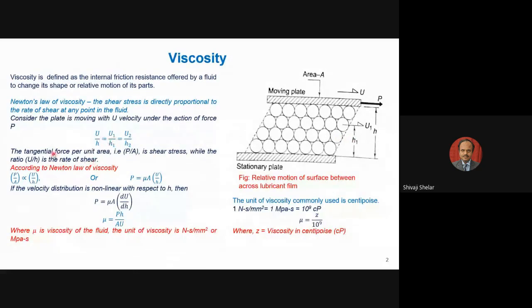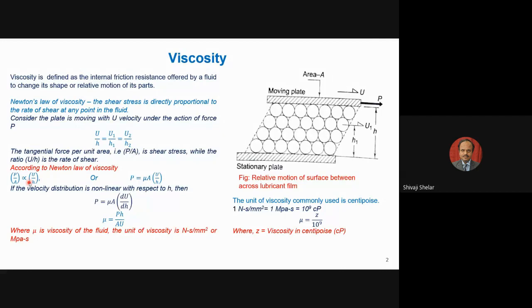wherein the tangential force per unit area, that is P by A, is called shear stress, and the ratio U by H is called the rate of shear. Under relative motion here, the rate of shear will remain constant. So if the rate of shear remains constant, as per the statement, we can write P by A is directly proportional to U by H. U by H is the rate of shear and P by A is your shear stress. Okay. This shear stress value is not important at this moment.